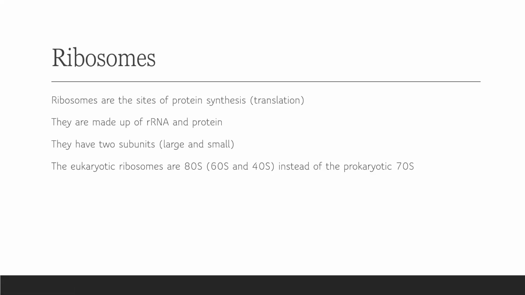Ribosomes are the sites for protein synthesis. So if we're going from RNA to protein, or translation, this is where you would be doing that. They're made up of rRNA, or ribosomal RNA, and protein, the same idea as what we saw in chapter 3. They have two subunits, the large and small. In eukaryotes, though, they're a little bit larger. Their sedimentation rate is 80S, so the large subunit is 60S and the small is 40S, instead of the 70S ribosome that we saw in prokaryotes and in the mitochondria.